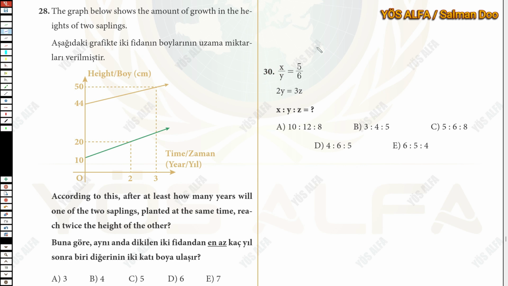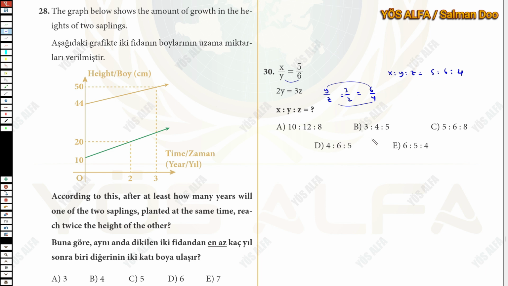x over y is given, and y over z is also given as 3 over 2. In order to write down the ratio, I'm going to make the y's equal. Since we have y as 6 here, I'll multiply both numerator and denominator by 2. So we have 6 over 4. Now that we have y equal, we can take the ratio of x, y, and z as 5, 6, and 4. So this is our ratio.